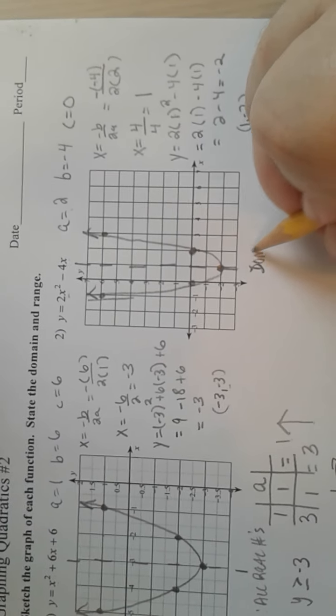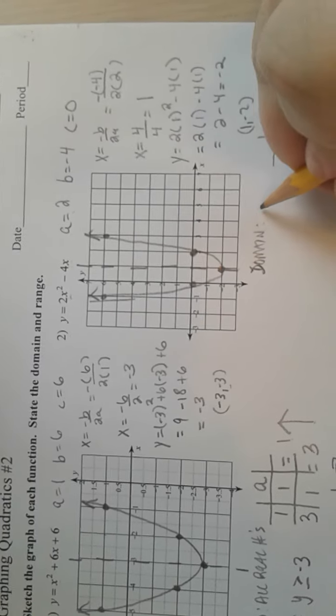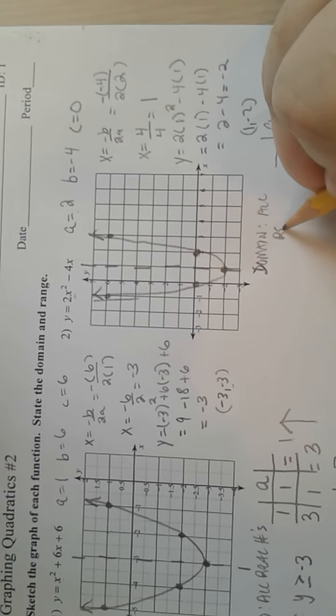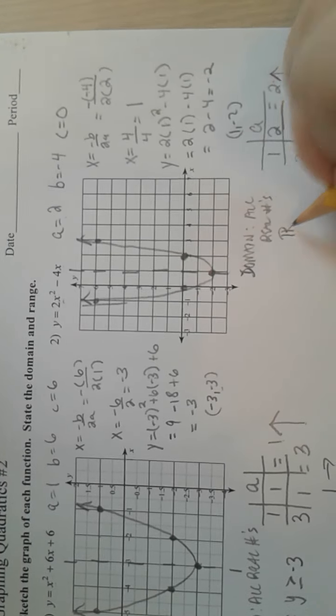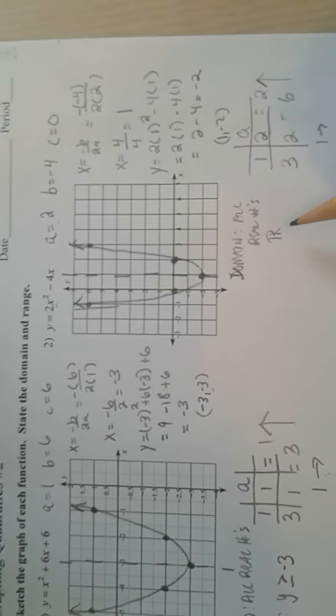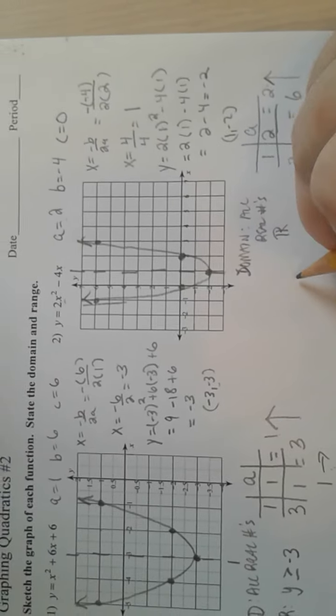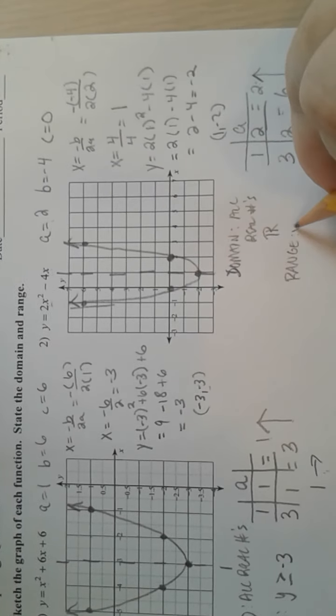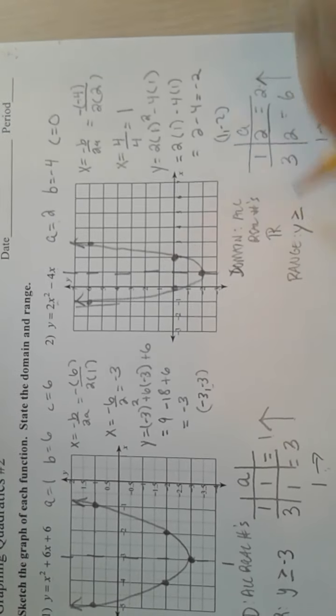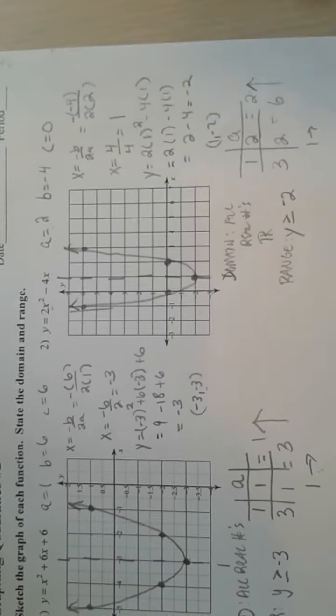The domain is going to be all real numbers. Remember, there is a symbol that means that. It's a capital R with 2 vertical lines. And our range, well, this is a minimum, so y is going to be greater than or equal to that y coordinate, which is negative 2.